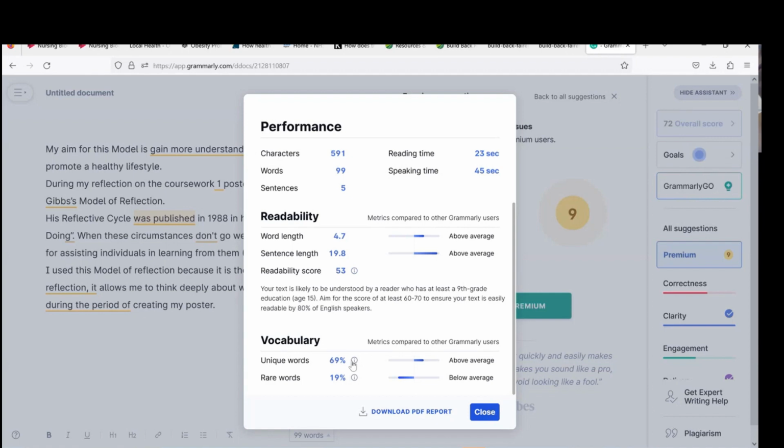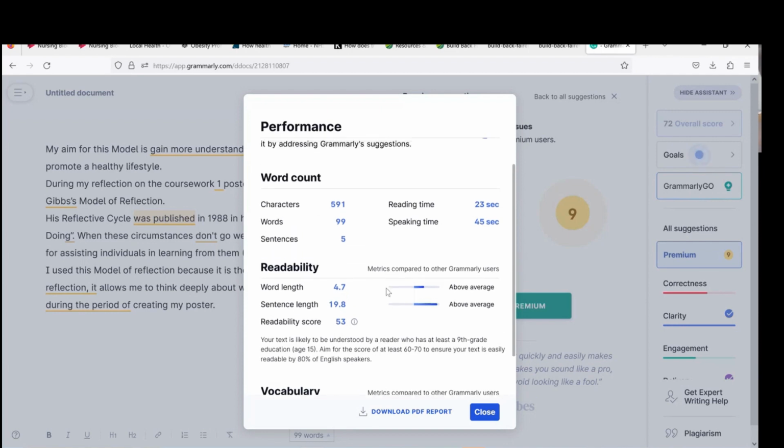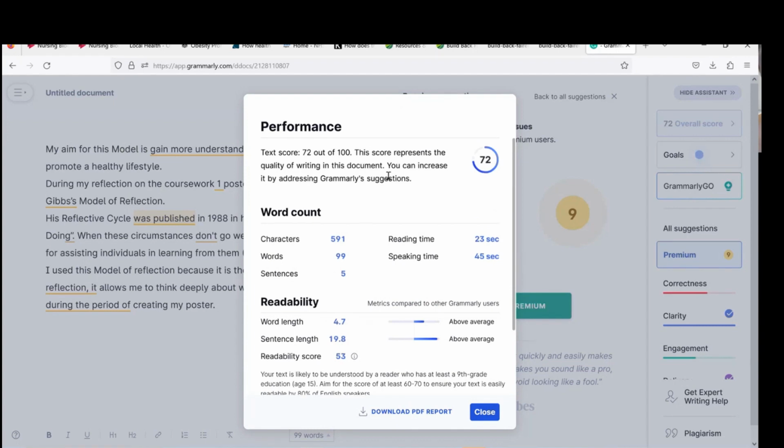Then also vocabulary is above average, but rare words are below average. So you want to make it more academic. You actually do not want people to understand it easily. So your text is easily understandable, which means this is not so good.